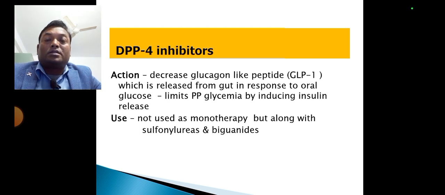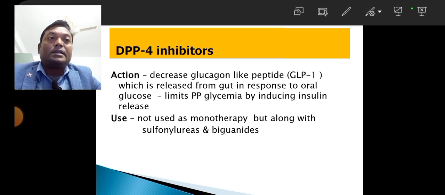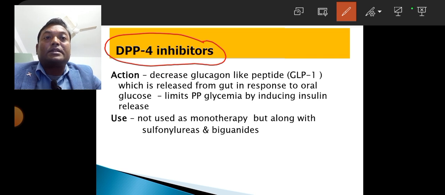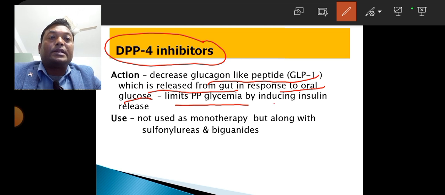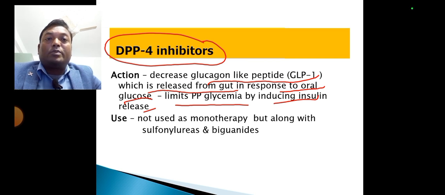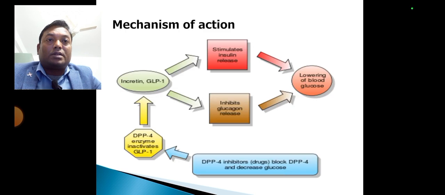Another important class of drugs which help to enhance insulin secretion is DPP4 inhibitors, called dipeptidyl peptidase 4 inhibitors. In terms of mechanism of action, they increase the glucagon-like peptide released from the gut in response to oral glucose, limiting postprandial glycemia by inducing insulin release. They are not used in monotherapy but along with sulfonylureas and biguanides. DPP4 inhibitors are not prescribed alone; they are always given with another type of drug, either biguanides or sulfonylureas.